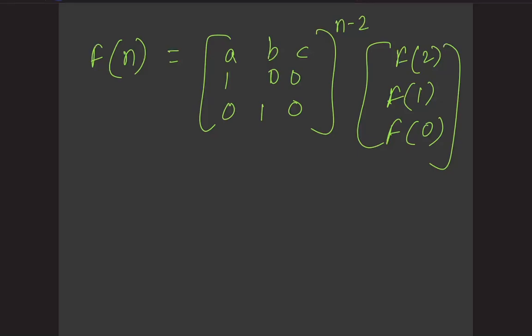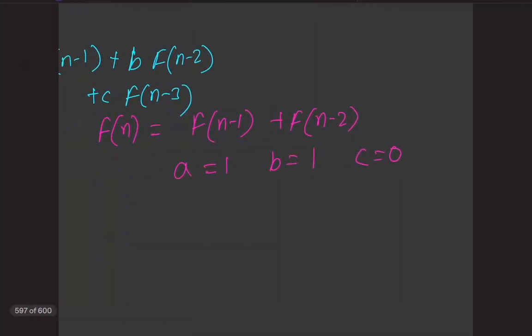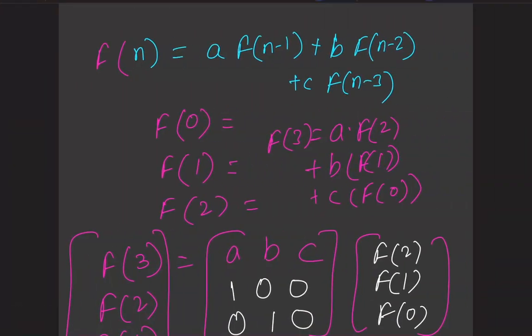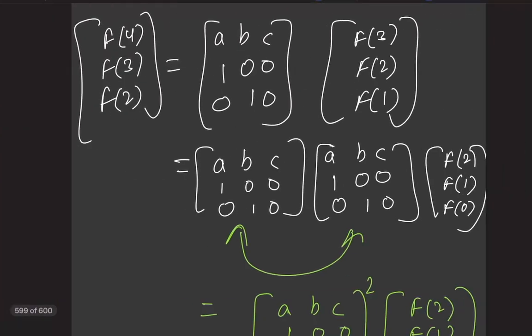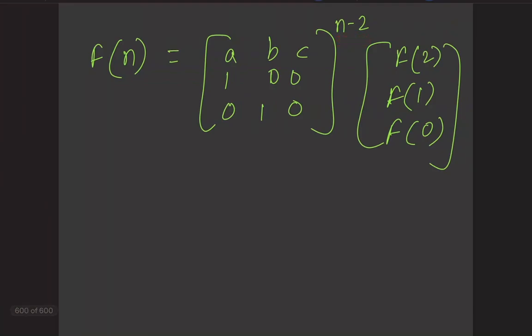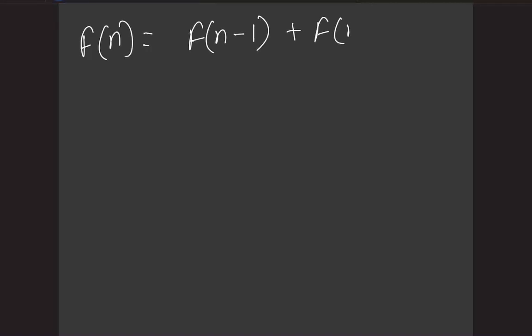Okay, now this is for this relation. This is not always 100% true that we have to raise the power of our base matrix to n minus 2. In the Fibonacci case, this is n minus 1. Let me show how. So Fibonacci numbers are nothing but f of n equal to f of n minus 1 plus f of n minus 2. And we know the values of f of 1 and f of 0.